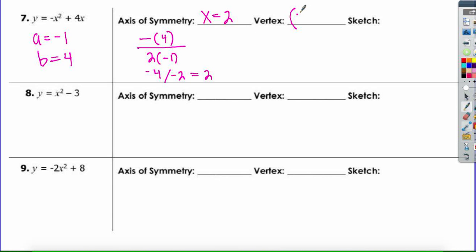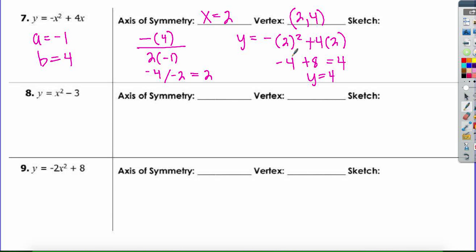That gets used in the vertex for the x-coordinate. Plugging that value into the equation to find the y-coordinate of the vertex, y equals negative 2 squared plus 4 times 2. So then that gives us negative 4 plus 8, which is a positive 4. So if y equals 4, that is the y coordinate in the vertex. Our sketch is going to be facing down because a is negative. So our vertex is considered a maximum. It's happening at the point 2, 4. And the axis of symmetry happens when x is equal to 2.